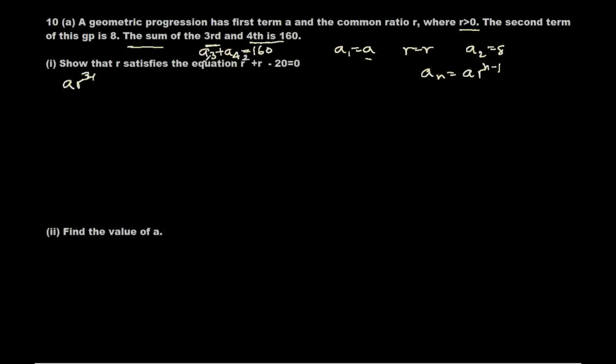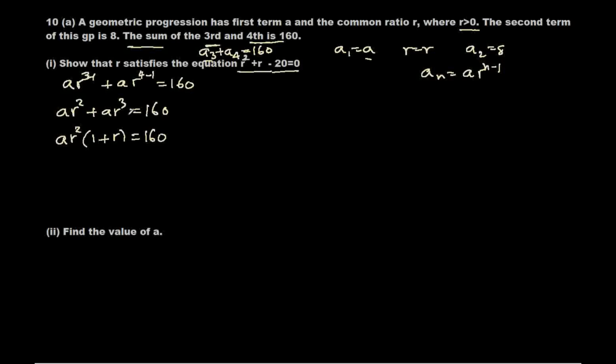So the third term will be A R to the power 3 minus 1, A3, plus A4, which will be A R to the power 4 minus 1, is 160. So it becomes AR square plus AR cube equal to 160. Let's take AR square common here. We are left with AR square times (1 plus R) equal to 160. Now we have to arrive at this expression. That means A must go. And how can A go? With the help of this one.